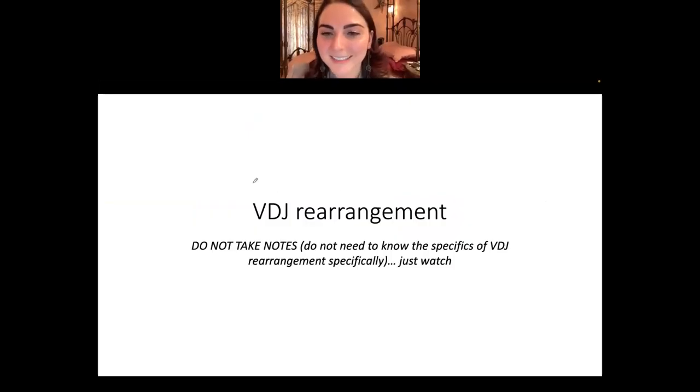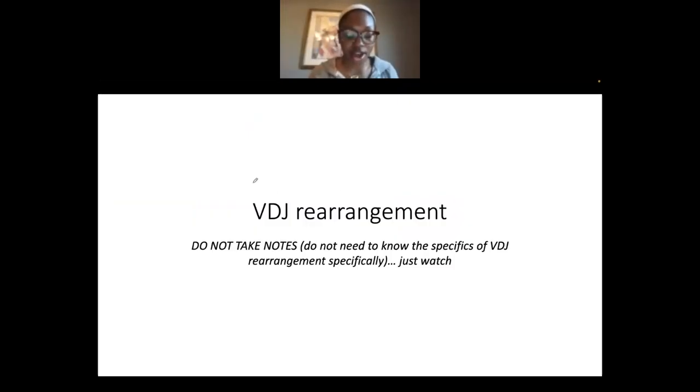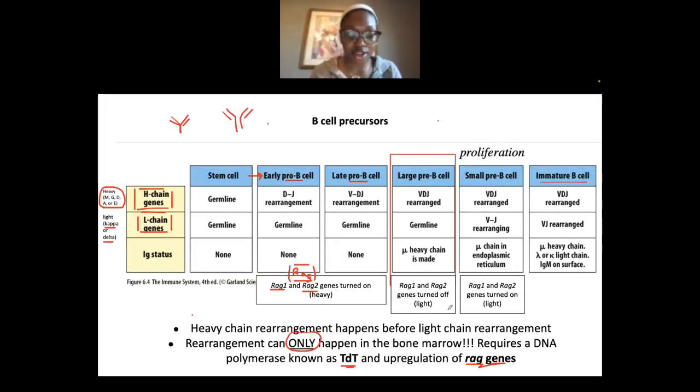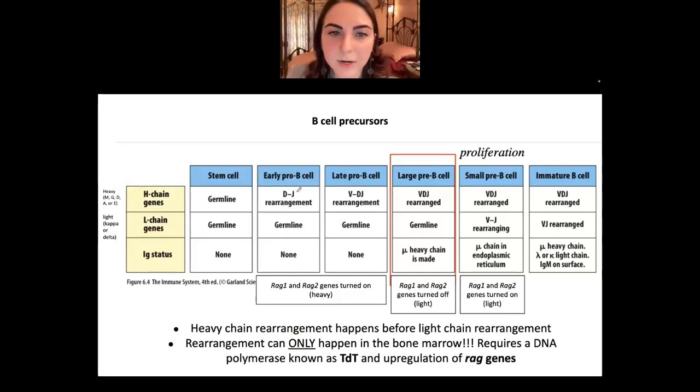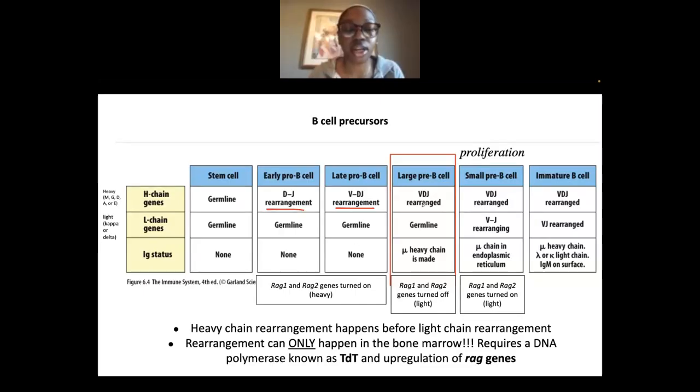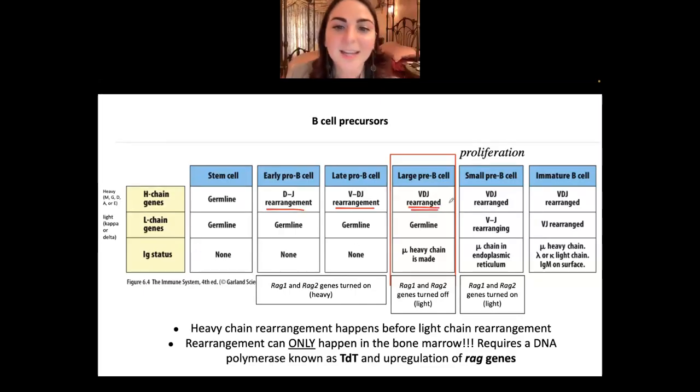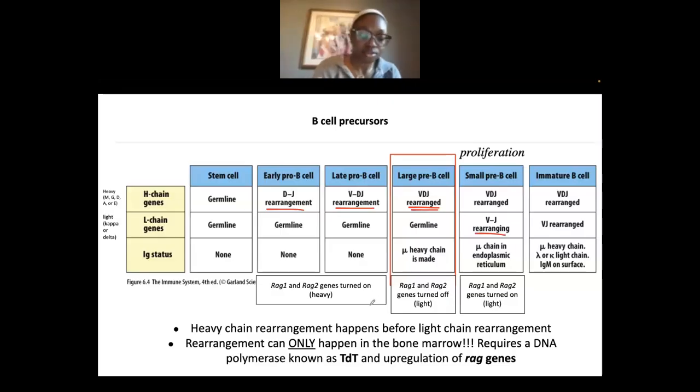I have a quick question, Christine. Yeah. Are RAG 1 and 2 turned off in the late pre-B cell phase so that the heavy chain doesn't keep rearranging? Good question, but they're still on. Anytime you see the word rearrangement, RAG has to be on. The process of rearrangement is occurring, so RAG has to be turned on. Oh, okay. Once it's rearranged, it's done, and RAG turns off. But now we have to rearrange the light chains, so now RAG is turned back on. Okay, that makes sense.